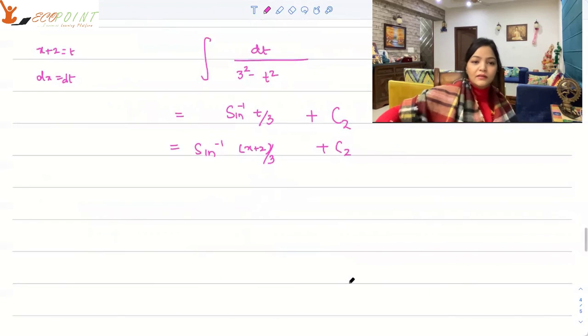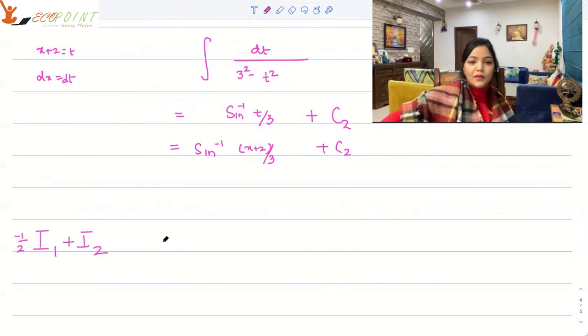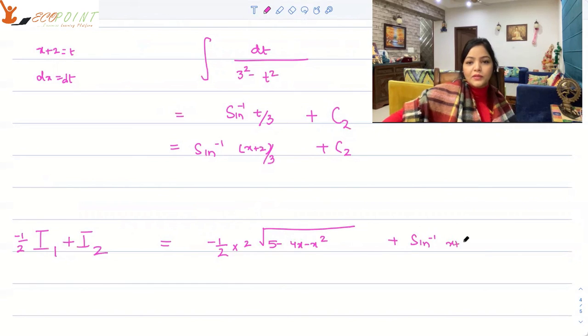Now combine and get the answer. So it is minus half times I1 plus I2. It will give you minus half into 2 square root of 5 minus 4x minus x square plus sine inverse x plus 2 by 3 plus some constant. So this would be the final answer, 2 to cancel. So you have minus square root of 5 minus 4x minus x square, it's starting with this one. Okay.